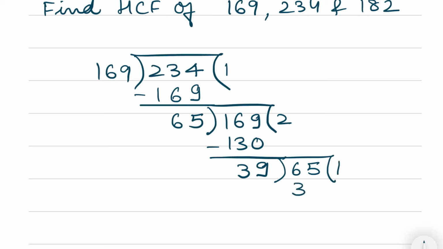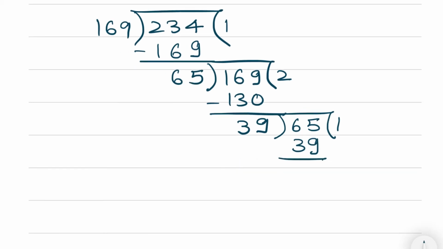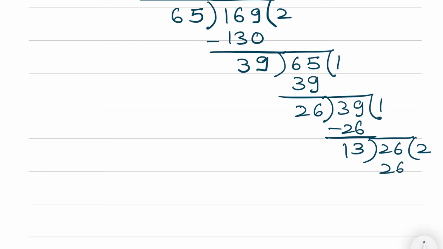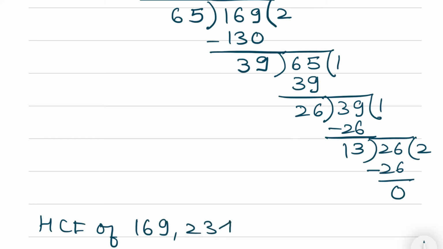This goes 1 time 39 and we get 26 here. Then this becomes the divisor and the previous divisor becomes the dividend. 1 time 26, subtracting we get 13, then 26 and 2 times. So this is 26, subtracting and we get the remainder 0. So we can see the HCF of 169 and 234 is equal to 13, which is the last divisor.